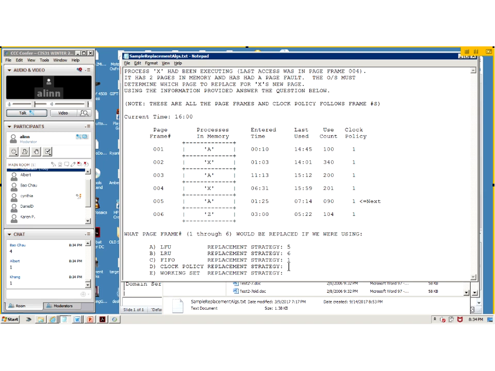Okay. Clock policy. Well, what would it do? It would flip this back to a 0, flip that to a 0, flip this to a 0, flip this to a 0, flip this to a 0, flip this to a 0. This is 0. What would it pick? Guys? 5. Put 6. 5.